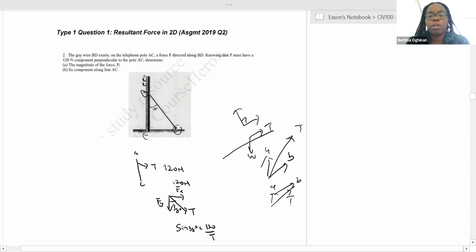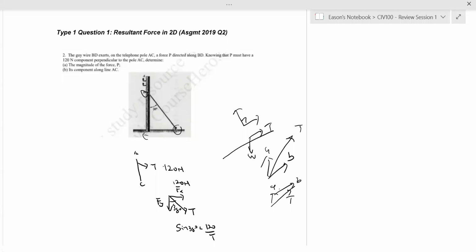In that case, because A and B are not perpendicular to each other, I cannot use my right angle sine and cosine, because you can't break it up. I have to use my sine rule and cosine rule. All right, I hope that's clear for you.